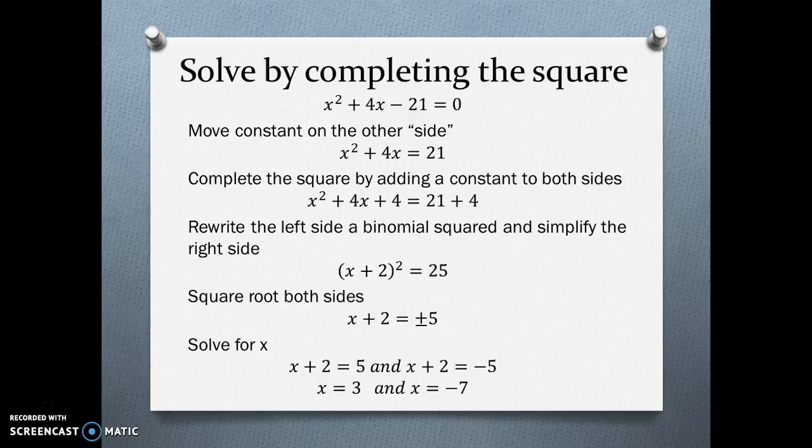And then remember, when you square root 25, you don't just get 5, you get positive and negative 5, because 5 times 5 is 25, and negative 5 times negative 5 is 25. My final step is to solve both for x.